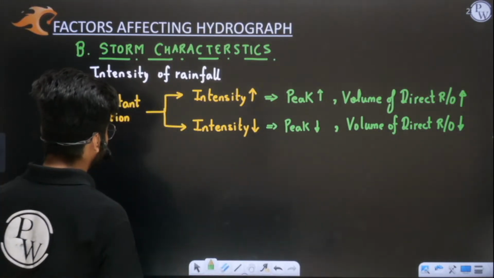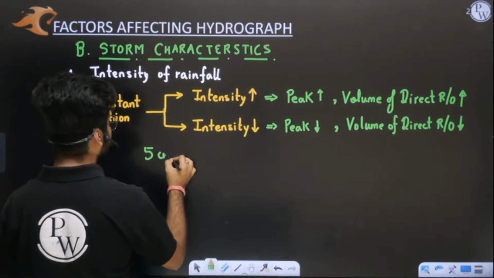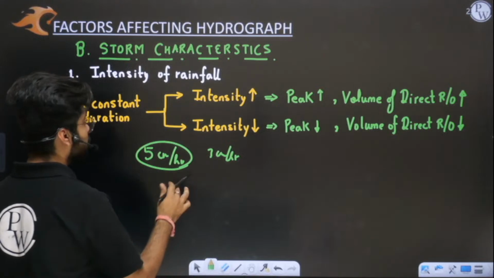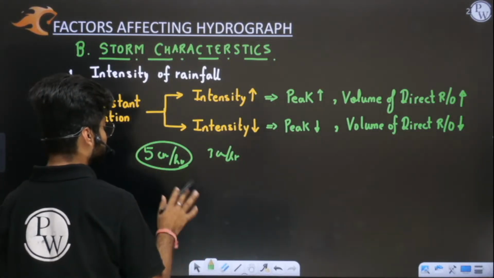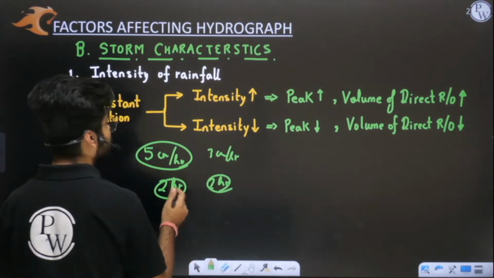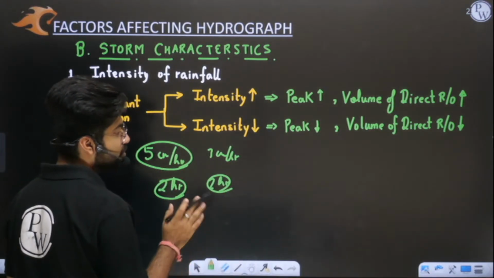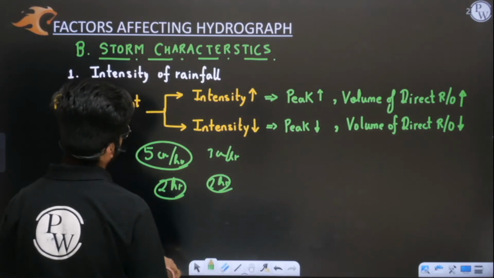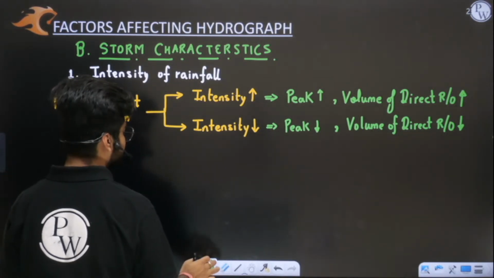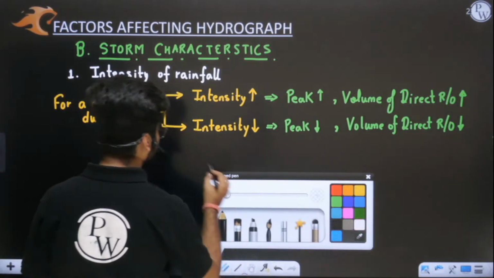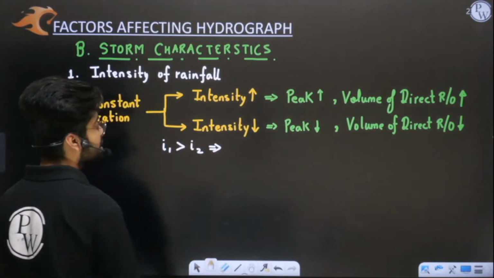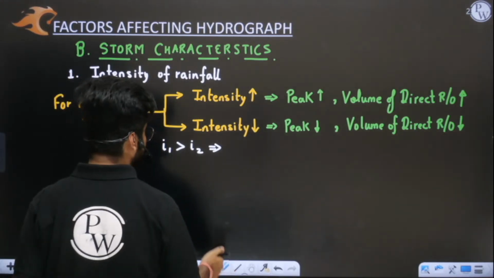For a constant duration, let us say we have intensity 5 centimeter per hour, and let us say we have intensity 3 centimeter per hour. Obviously in the first one, the total volume of direct runoff will be more, but the duration of rainfall is the same. If one rainfall happens for 2 hours, the other also has to happen for 2 hours, then only we can compare. So if I1 is more than I2, then in the I1 case I will have more peak and more volume of direct runoff.